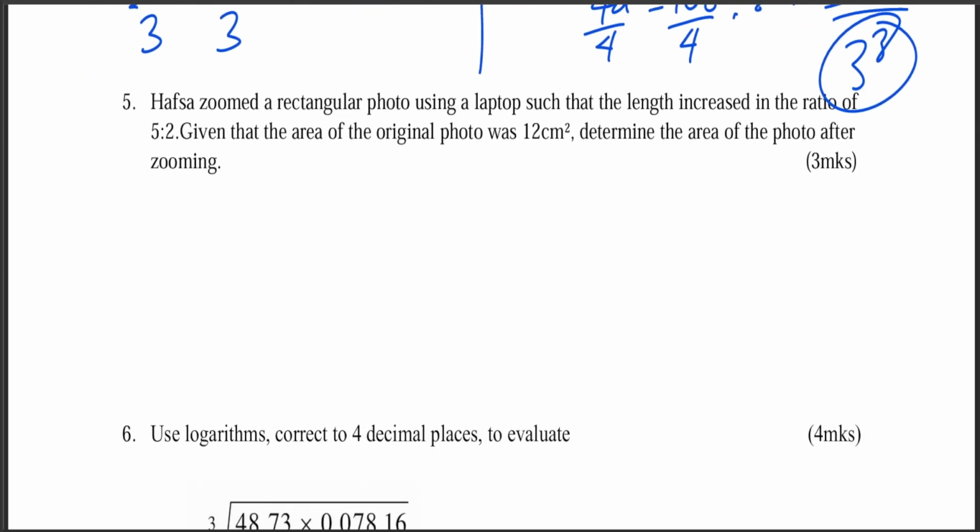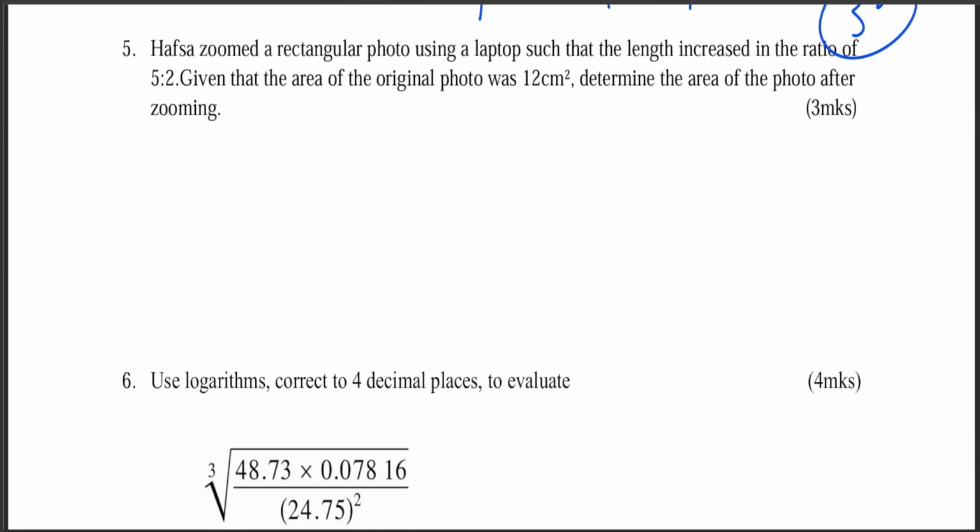So, question 5. Hafsa zoomed a rectangular photo using a laptop such that the length increased in the ratio 5:2. Given that the area of the original photo is 12 centimeter square, determine the area of the photo after zooming.